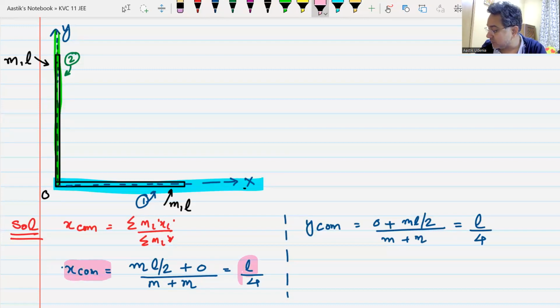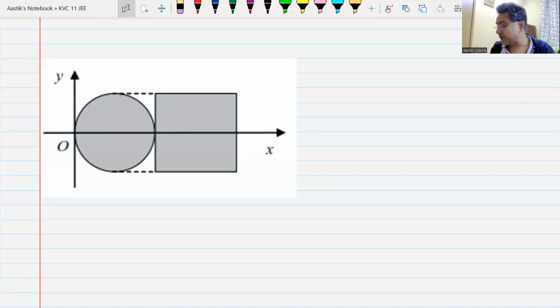The x position of center of mass is L by 4. The y position of center of mass is also L by 4. That was the answer that we were looking at. So I'll give you 2 minutes to note it down. So now we move on to this problem.